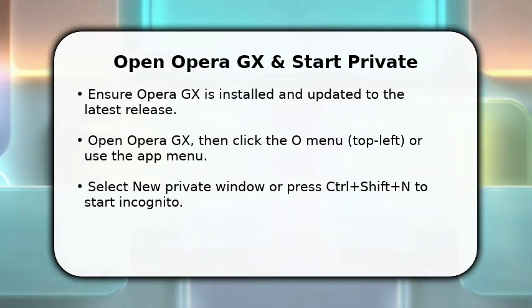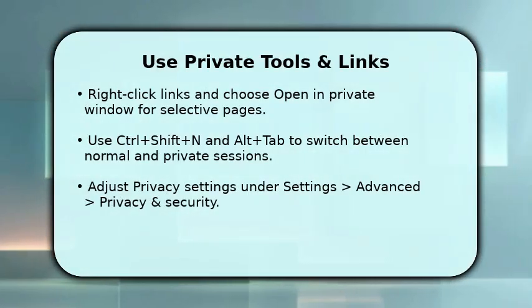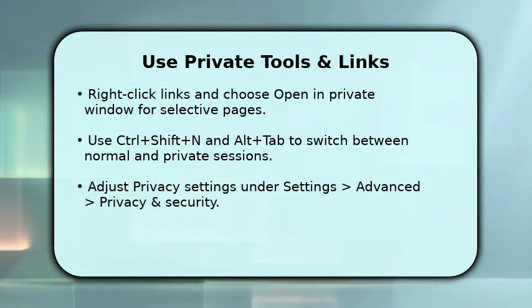Once your private window is open, you can right-click any link and choose Open in Private Window to keep specific pages isolated. You'll also switch quickly with Ctrl plus Shift plus N. Use Alt plus Tab to move between regular and private windows.